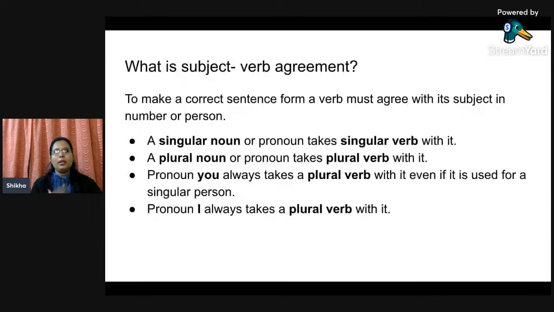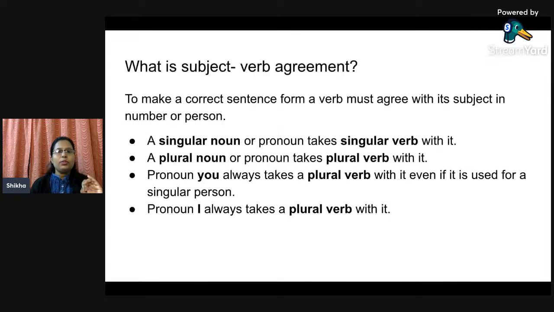While speaking, you might not be that conscious about whether your subject is agreeing with the verb or not, right? But when we write something, we have to check whether our verb is agreeing with our subject or not, right? So there are certain rules which we should follow while writing.